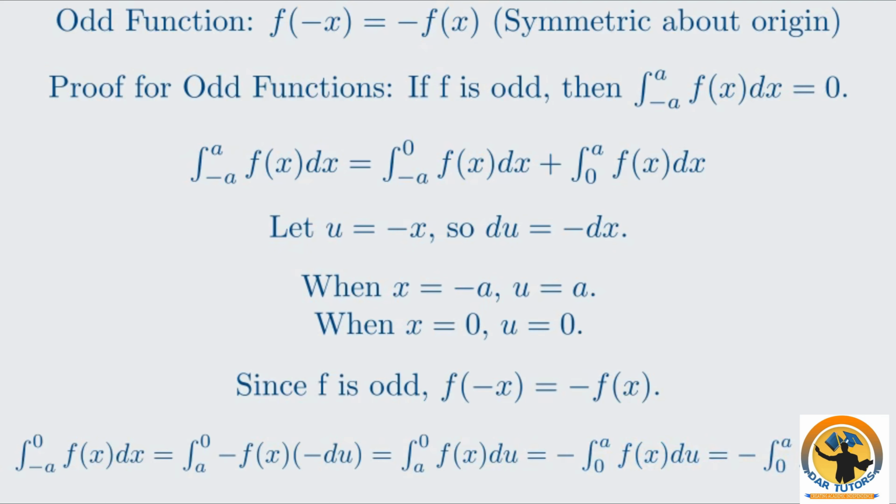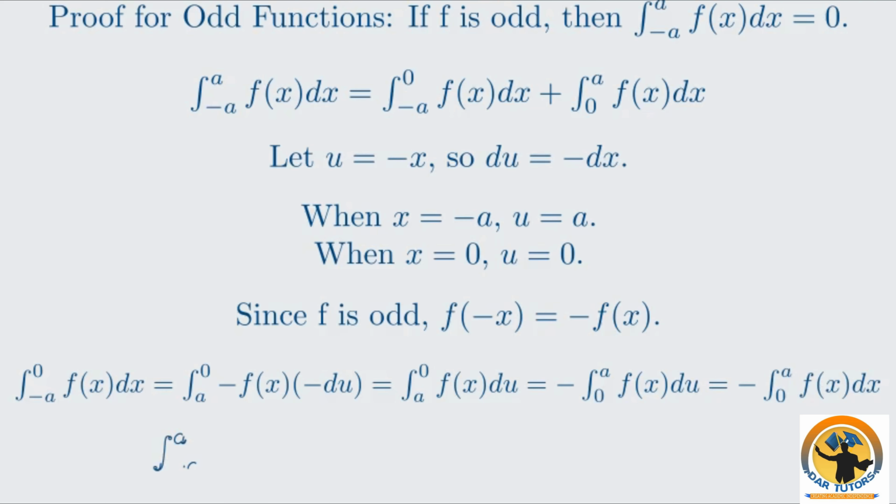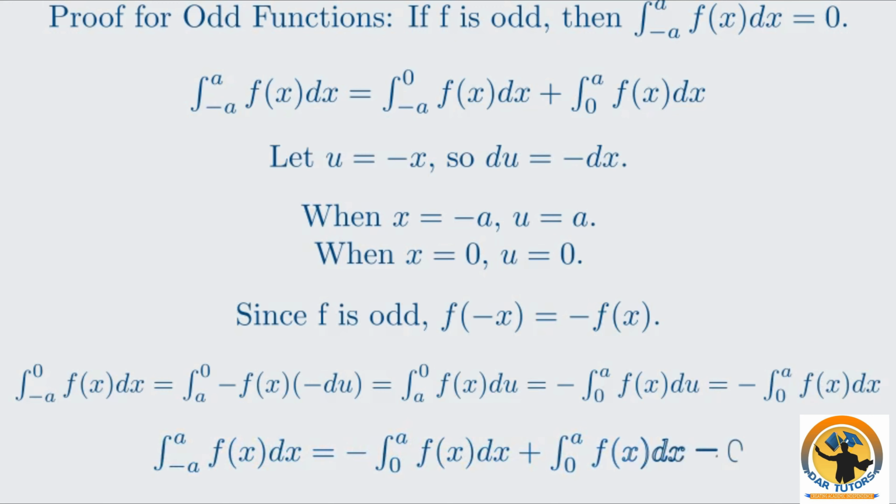Now, let's substitute this back into our original equation. We have negative the integral from 0 to a plus the integral from 0 to a. These two terms cancel out, proving that the integral is 0. This makes sense visually. The area above the x-axis on one side of the origin is exactly canceled by the area below the x-axis on the other side.